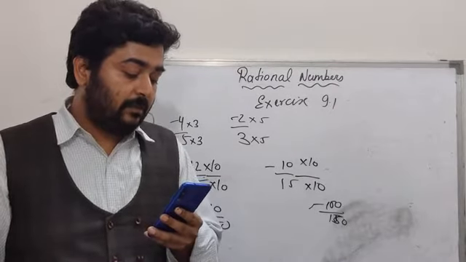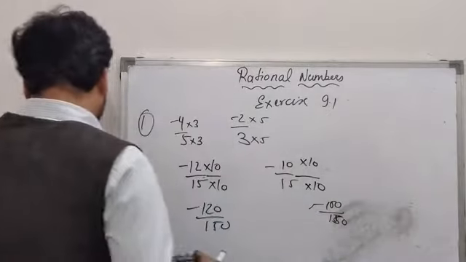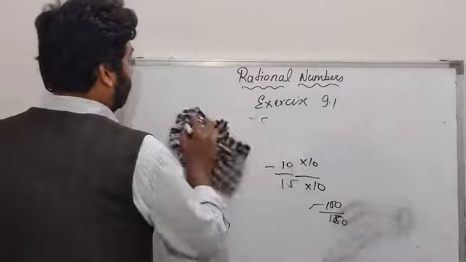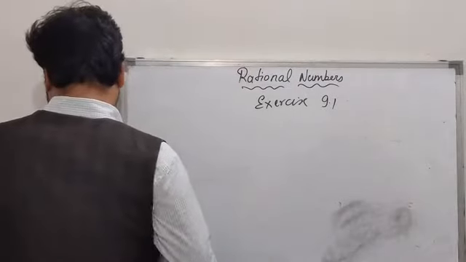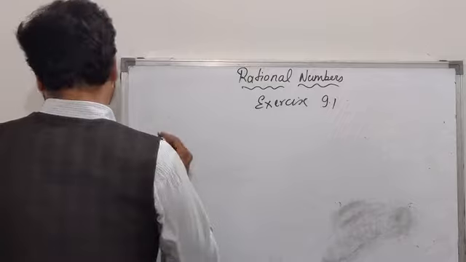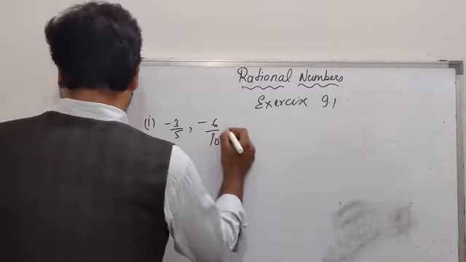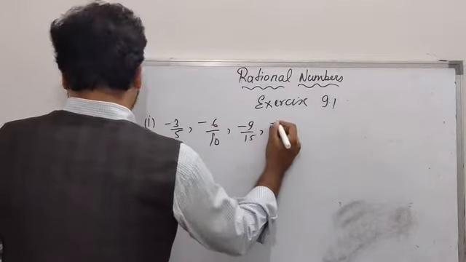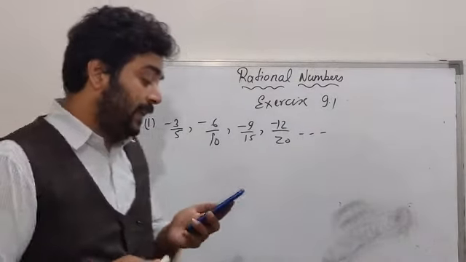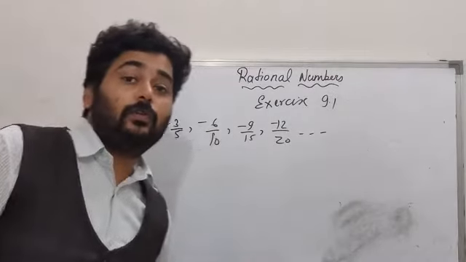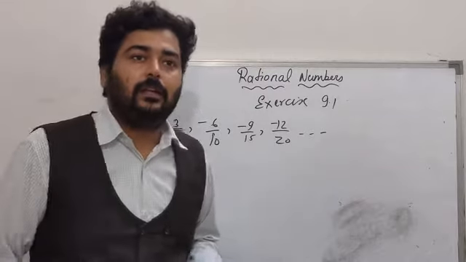Write 4 more rational numbers in each of the following. See the pattern. The first question is -3 by 5, -6 by 10, -9 by 15, -12 by 20, and so on. So what you have to do? 4 more rational numbers हमें लिखना है in each of the following patterns. So first of all, you have to recognize the pattern. आपको देखना होगा कि इस पैटर्न में हो क्या रहा है.